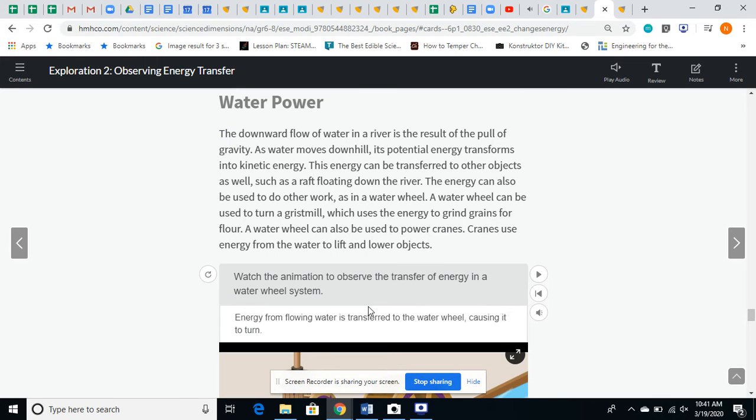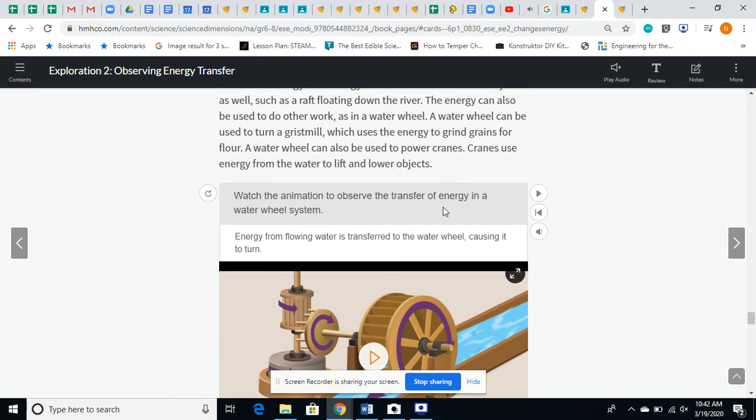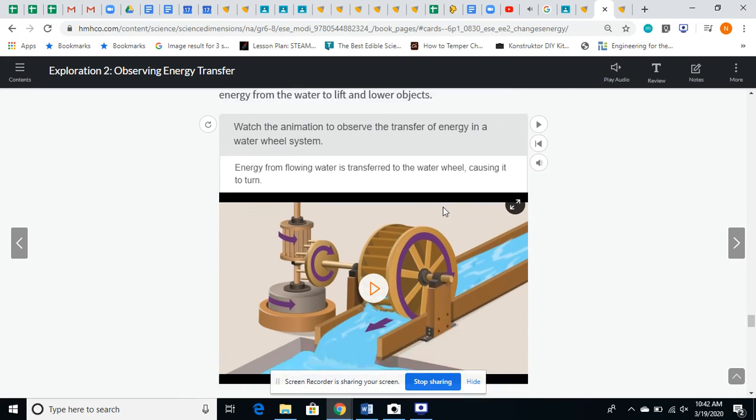A downward flow of water in a river is the result of the pull of gravity. As water moves downhill, its potential energy transforms into kinetic energy. This energy can be transferred to other objects as well, such as a raft floating down the river. The energy can also be used to do other work, as in a water wheel. A water wheel can be used to turn a grist mill, which uses the energy to grind grains for flour. A water wheel can also be used to power cranes. Cranes use energy from the water to lift and lower objects.